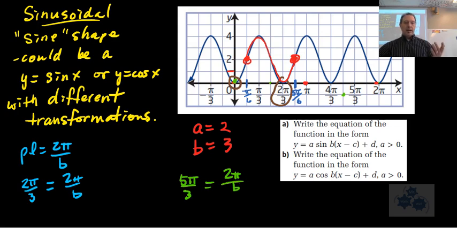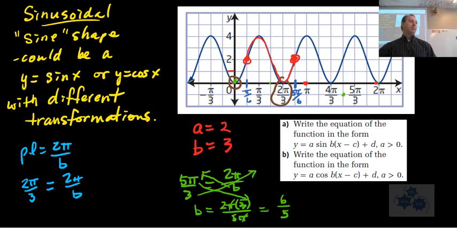You want to get b all by itself, so that goes up there, this goes over there, that comes down here, right? So b would be equal to 2 pi times 3 over 5 pi. The pi's cancel out, so this would be 6 over 5. That would be your b. Okay, just as an aside. So just set it up like that. Period length equals 2 pi over b. Fill in period length, solve for b. Just like you would put in the b and solve for period length if you had to.